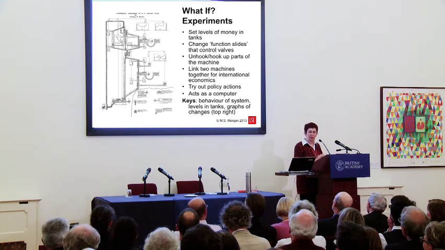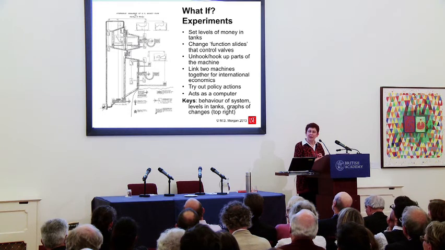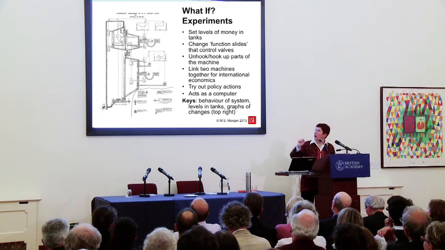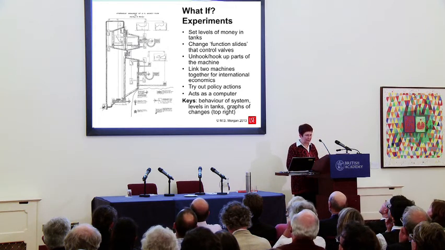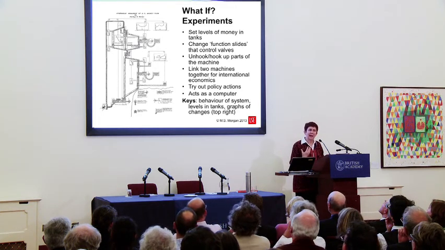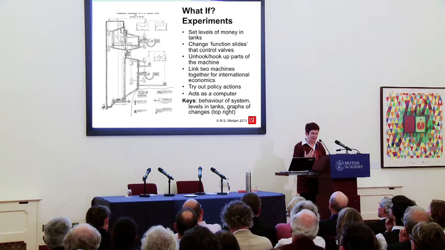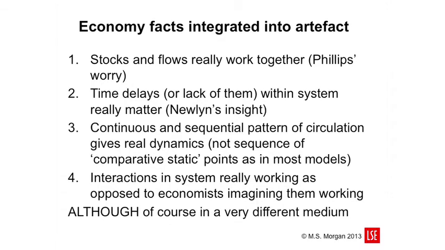You can try out all sorts of policy actions. It acts as a computer, which is why it's in the Science Museum as a computer. Every time you do a run with an experimental setup, the outcomes are charted in graphs on the top right-hand side, which shows you what happens to income over time. As it turns out, there are some implausible stories, but also some quite plausible stories that come out of these experiments. It's, in fact, a very, very subtle model, and its plausibility depends on a lot of that subtlety.